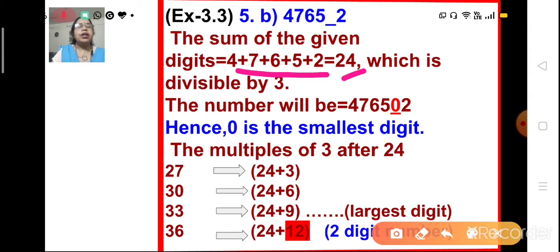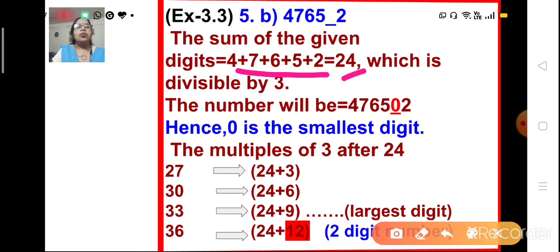So what will be the digit that we fill in the blank? What will be the smallest digit? It will be 0, isn't it? Because the sum of the digits is divisible by 3. So if we fill the blank with 0, then it doesn't make any difference in the sum and the number will be divisible by 3. So the smallest digit that will be filled in the blank is 0.